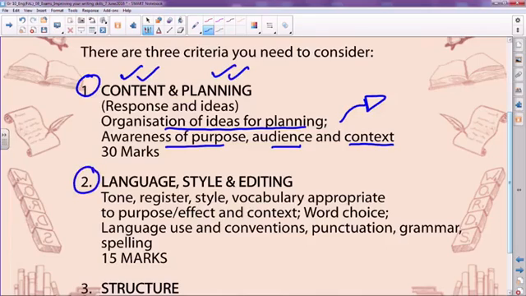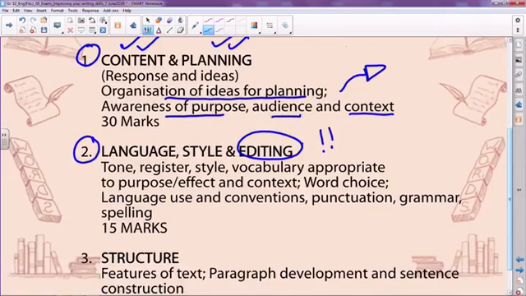Additionally, they're going to be looking for your language and your style and editing. And that's where you need to do your editing, particularly when you have time left at the end of your exam. So they want to know your tone. Should it be formal or informal? You need to write accordingly. Your register, again, formal, informal. Your style, vocabulary, which words do you choose? Okay, that's the word choice, or diction. Okay, are you using language conventions correctly? Is your punctuation correct? Is your grammar correct? Is your spelling correct? And that all comes up to 15 marks.